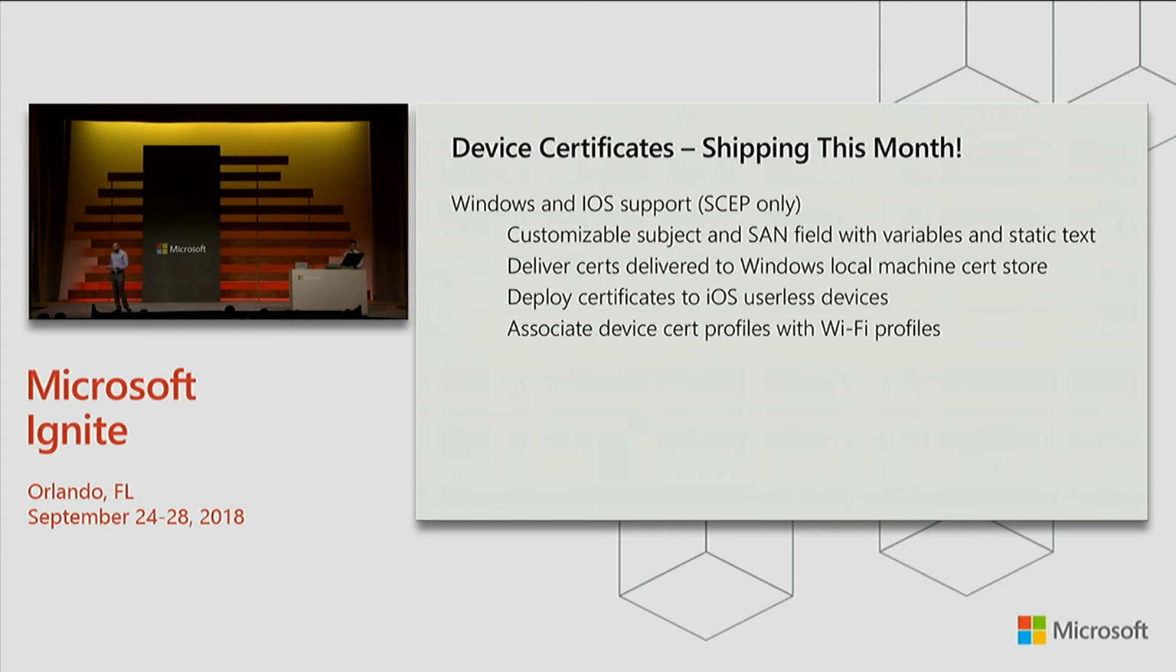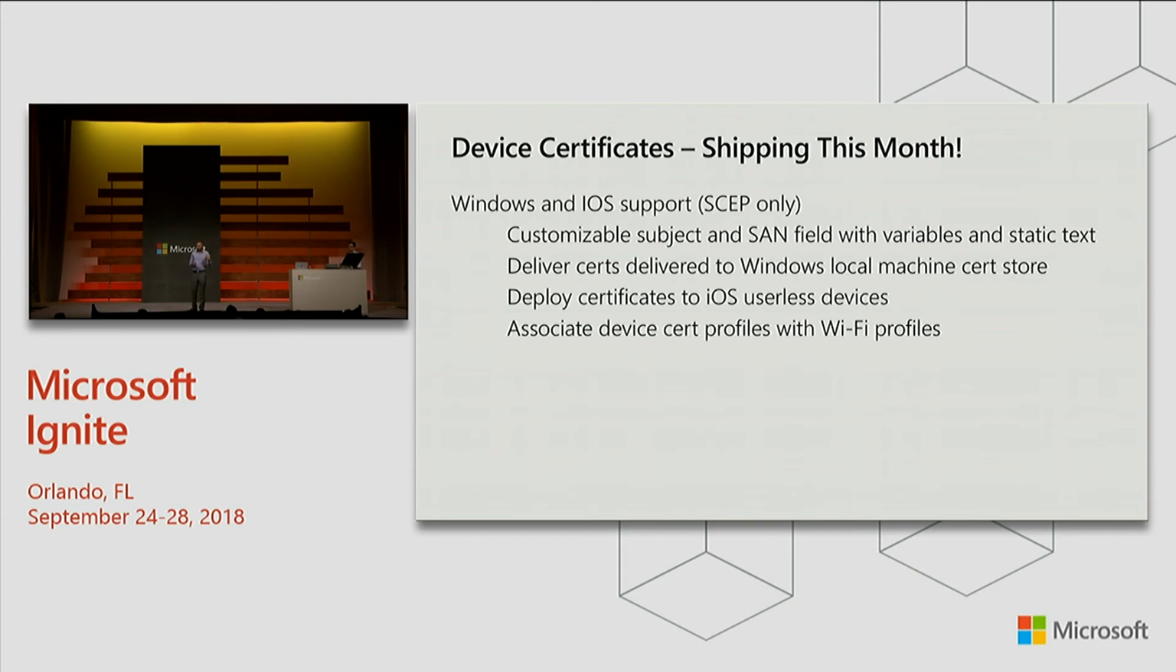And then on iOS, if you have a userless device, we can finally target certificates to that for authentication. So now you can have that seamless authentication experience on that shared device that you're giving to your users. And then the last thing, the core scenario that we hear for this, is around Wi-Fi. With Wi-Fi, you'll be able to associate a device certificate profile to that, and that will allow you to have seamless authentication to your corporate Wi-Fi network without having to do login or wait for a certificate to come down to the device before an end user can be productive.